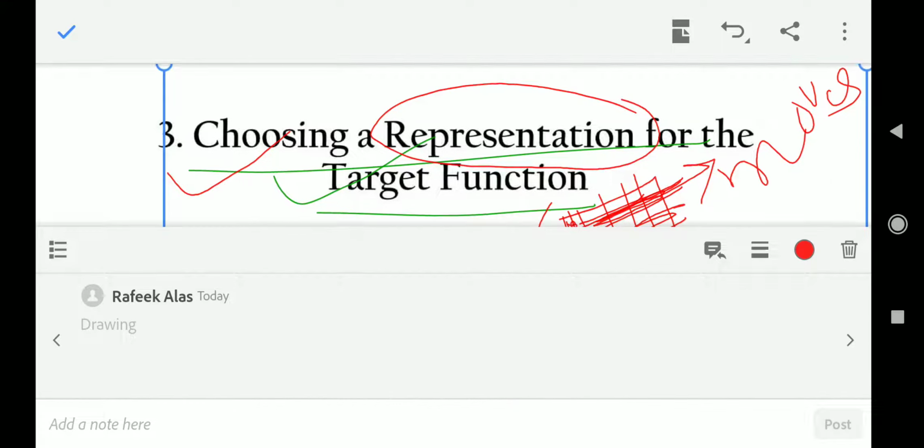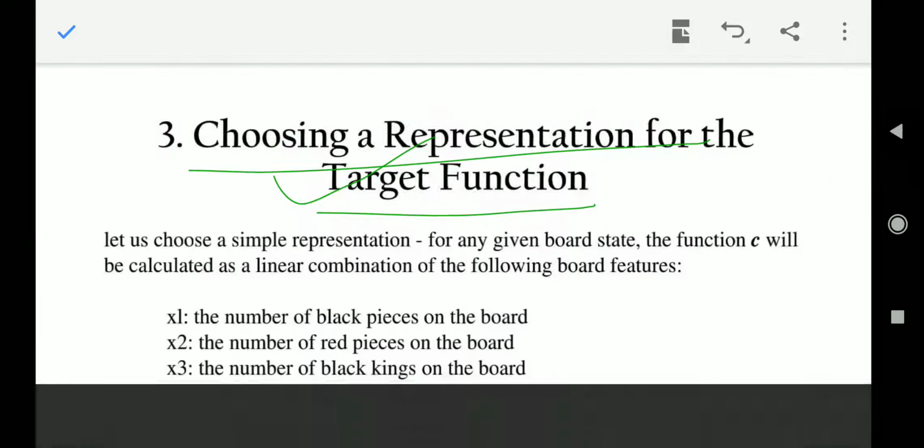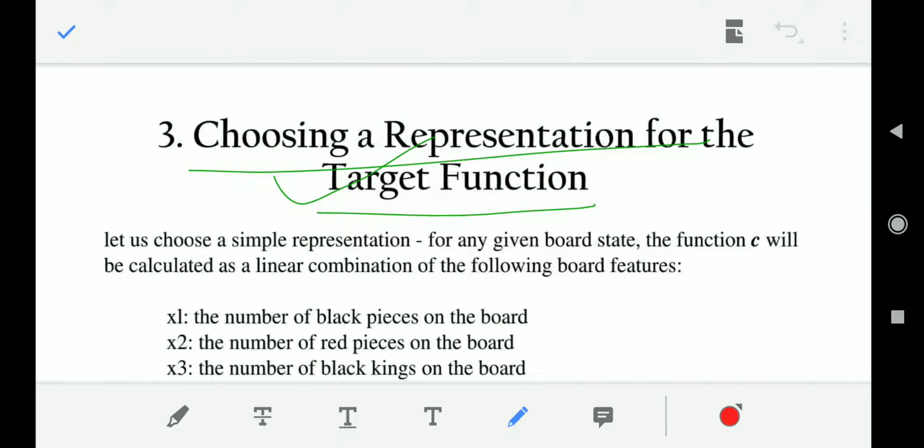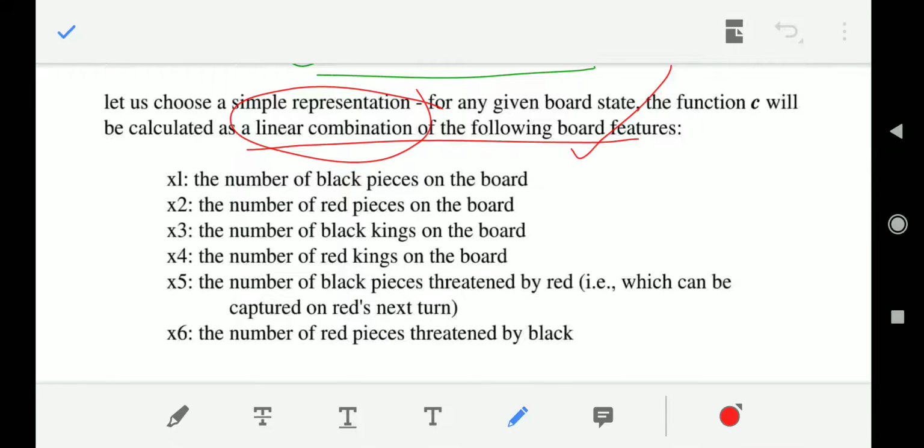Here we have something called a linear function, a linear combination of the board features. We represent it in terms of a linear combination. We will see what variables we need for the linear combination. Please remember all these things.